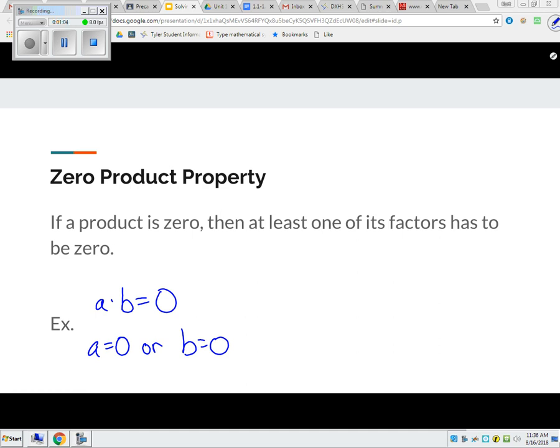This is a very unique property just for 0. It doesn't work for 7, it doesn't work for 10, it doesn't work for negative 13. If there's a 7 over here, there's a lot of ways I can multiply things to get 7. But if it's a 0, one of these factors has to be 0. So we'll be using that today whenever we factor.